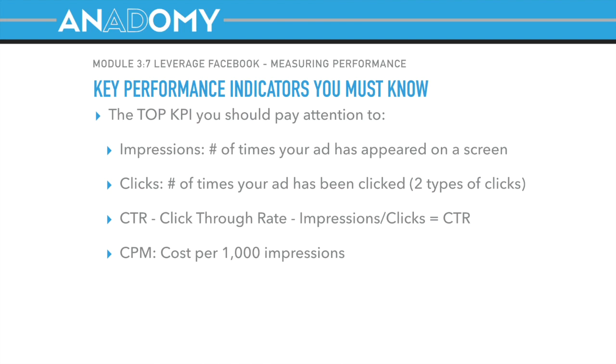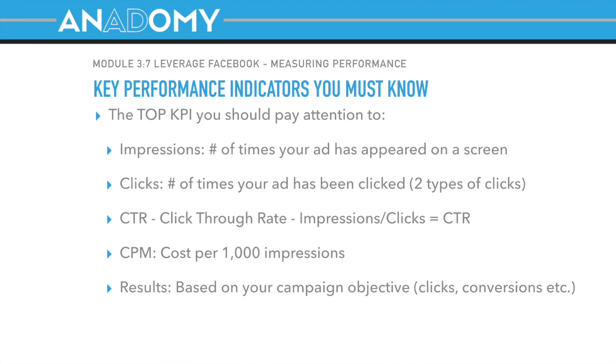The next performance indicator is CPM, or cost per 1,000 impressions. This can vary widely based on your targeting options and how good of a job you're doing at connecting with your audience. But ultimately, all it's telling us is how much Facebook is charging us to put our ad in front of 1,000 screens. The next metric we'll look at is results. Results are based on your campaign objective, so they could be different based on the objective that you've chosen.